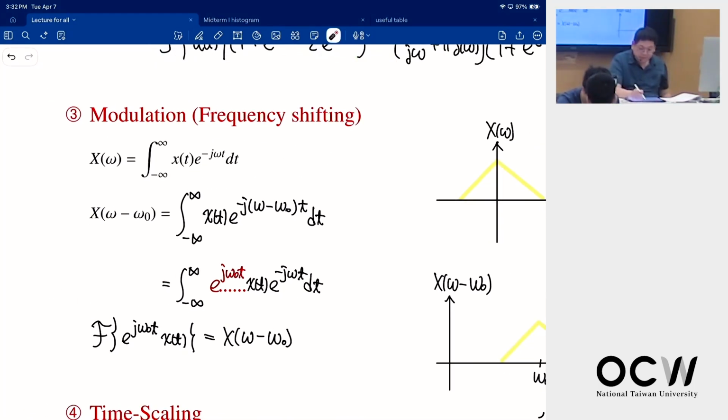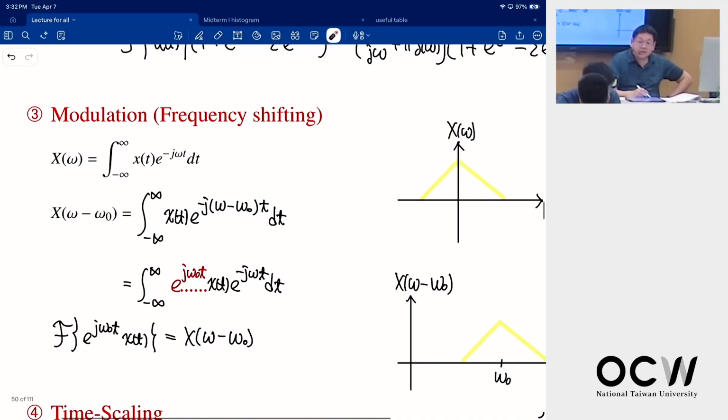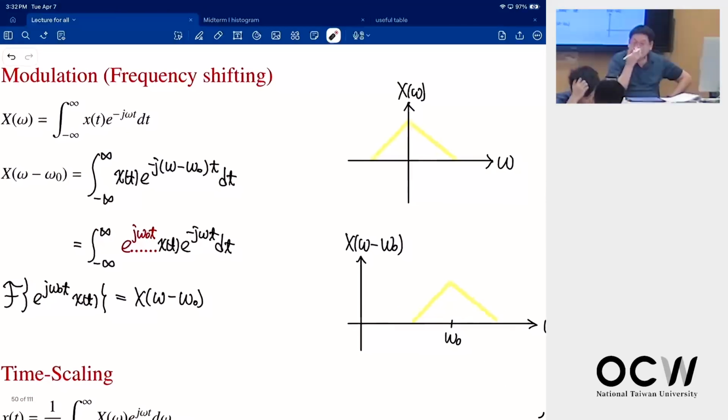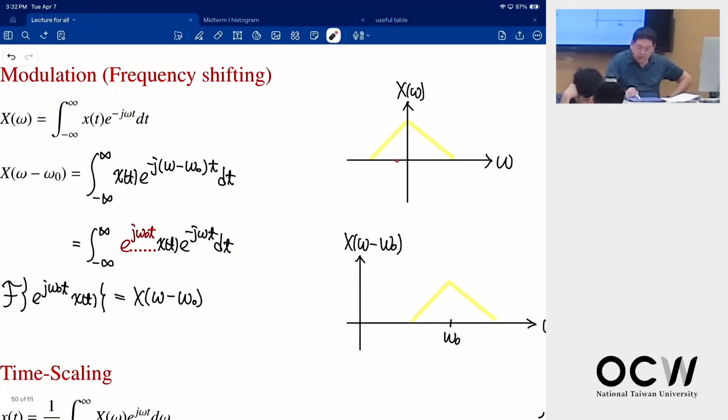Okay, we will see this modulation a lot later. So in time domain, I multiply by the complex exponential, but normally we will just multiply by cosine because this is very expensive. So if I multiply by cosine or even sine, what happens in frequency domain? I just shift your signal or your frequency spectrum by omega naught.